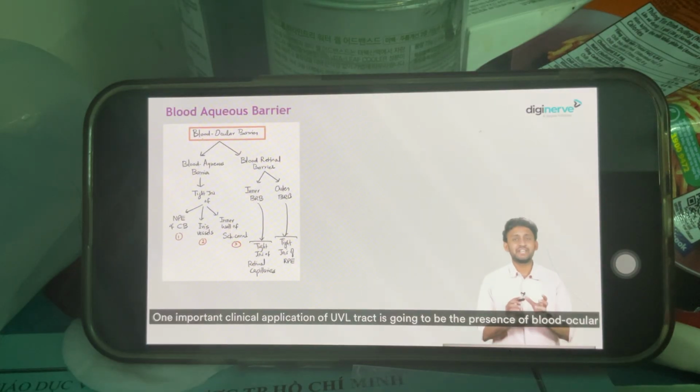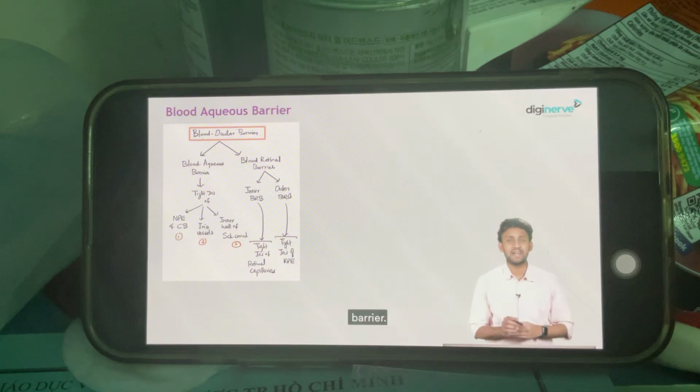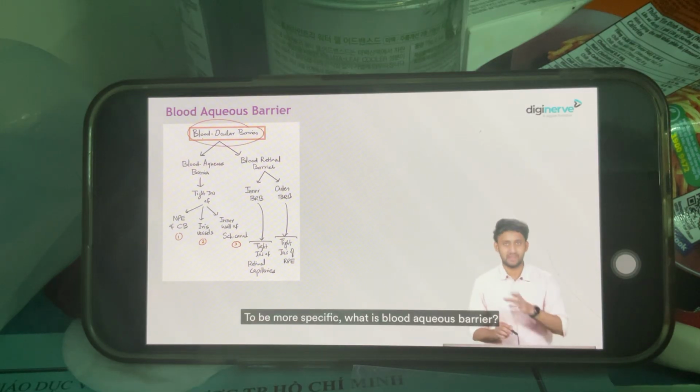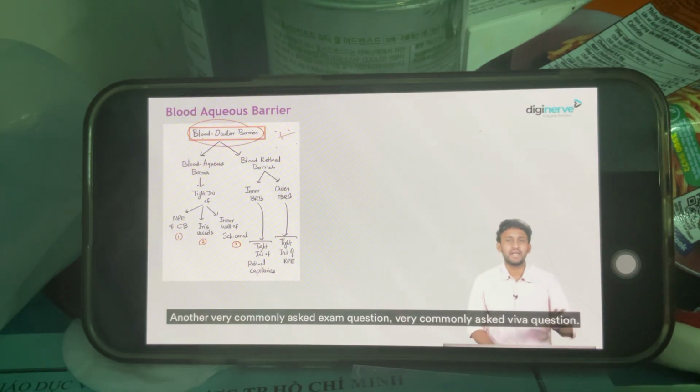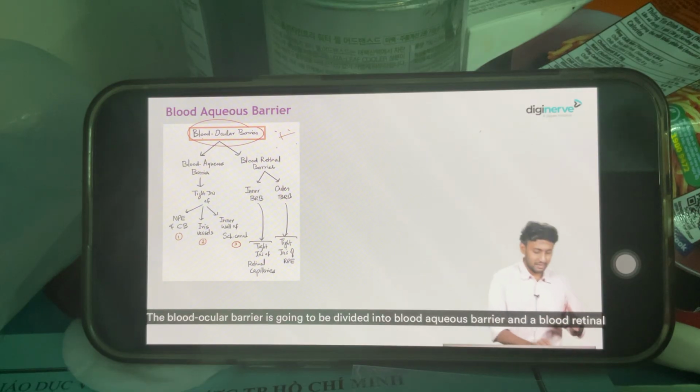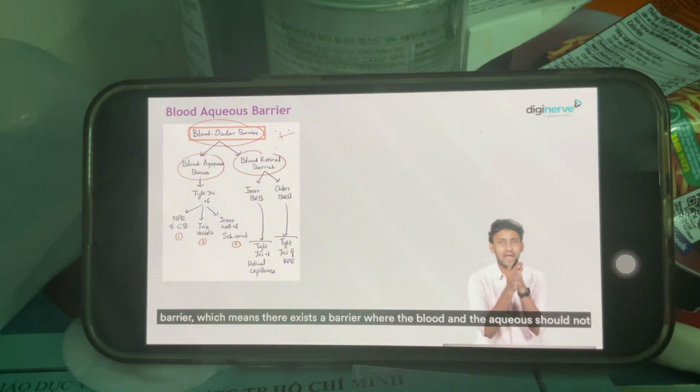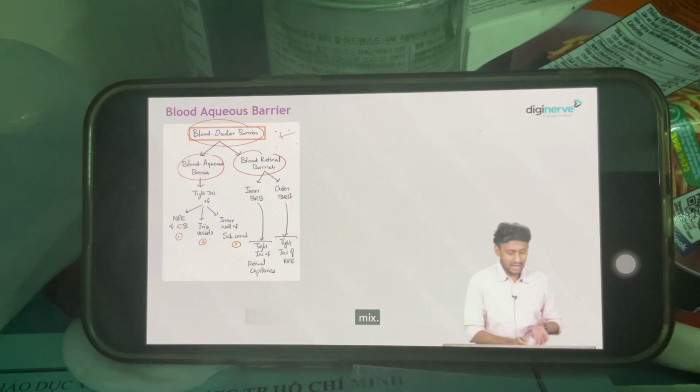One important clinical application of the uveal tract is the presence of the blood-ocular barrier. So what is the blood-ocular barrier? To be more specific, what is the blood-aqueous barrier? Another very commonly asked exam question, very commonly asked viva question. The blood-ocular barrier is divided into the blood-aqueous barrier and the blood-retinal barrier, which means there exists a barrier where the blood and the aqueous should not mix, and again, where blood and retina should not mix.